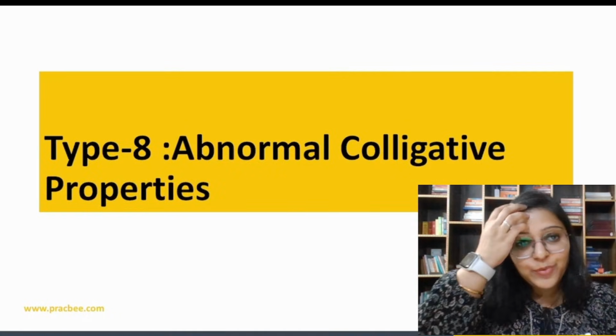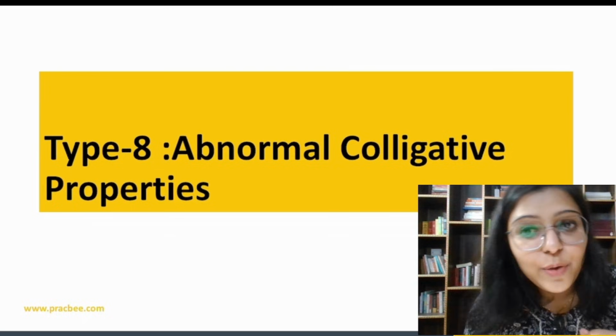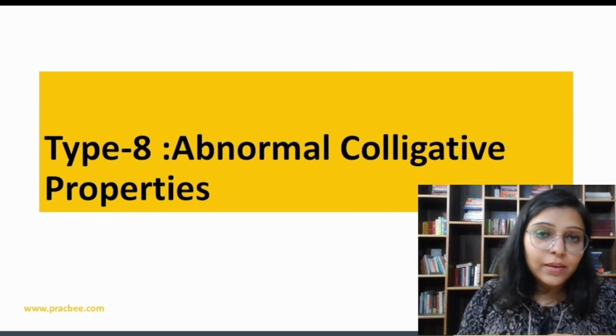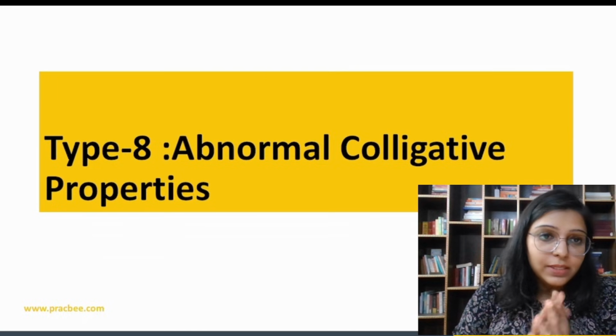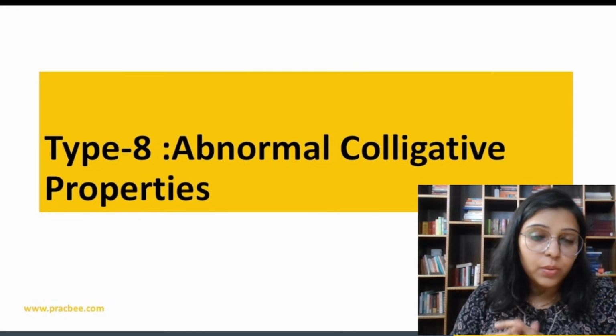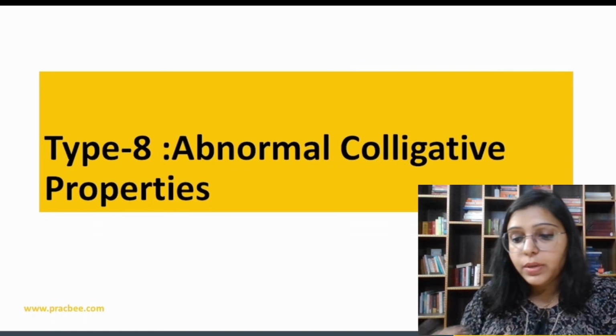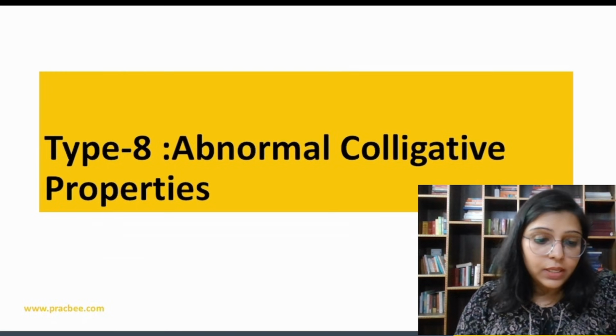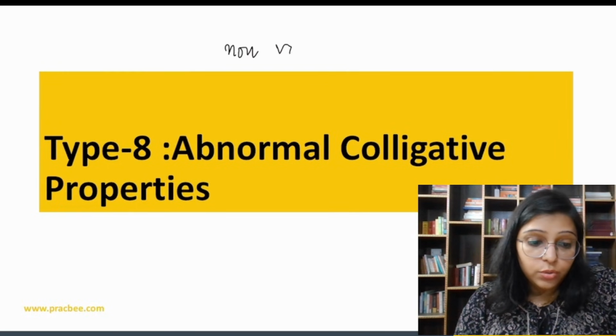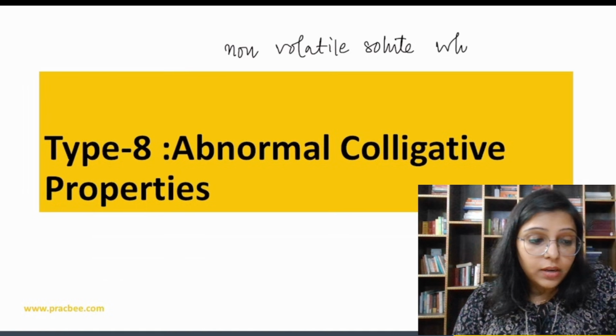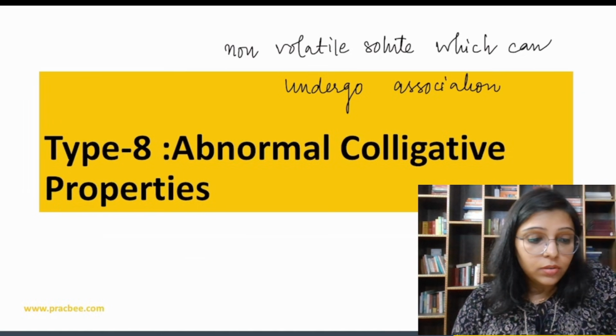Finally, we are moving to the second last topic, abnormal colligative property, which is also the last topic, because in the last lecture we are going to discuss some miscellaneous questions in which we use more than one concept to solve the question. So let's do abnormal colligative properties. What happens in abnormal colligative properties? We have a non-volatile solute which can undergo association or dissociation.